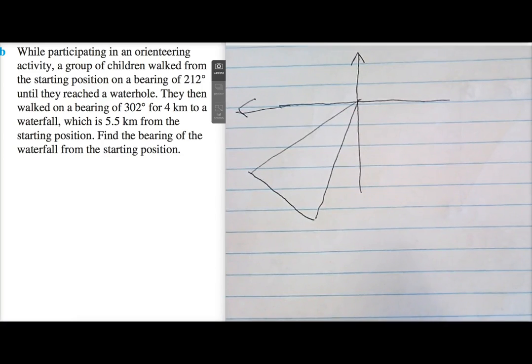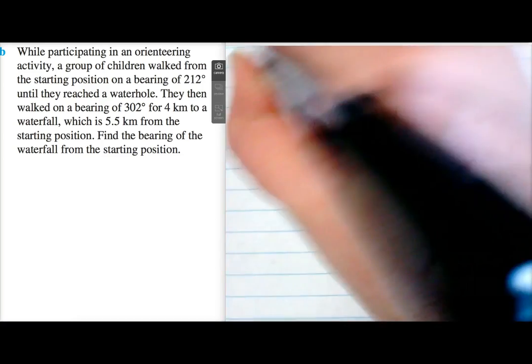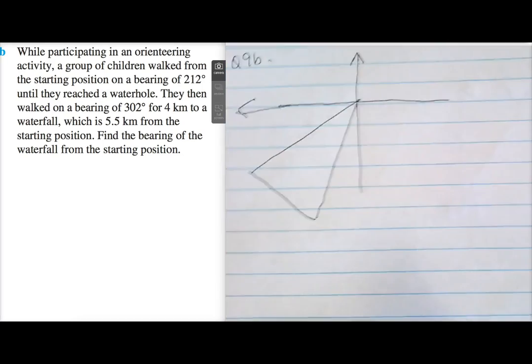This is question 9b in the same exercise. It says, while participating in an orienteering activity, that's just like bushwalking, a group of children walked from the starting position on a bearing of 212 degrees.